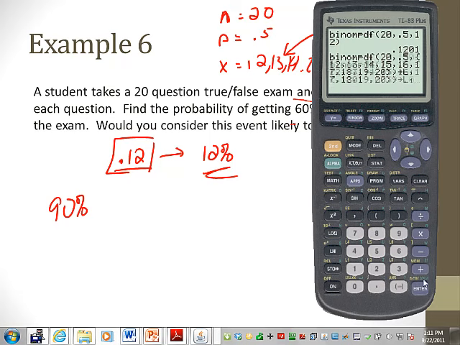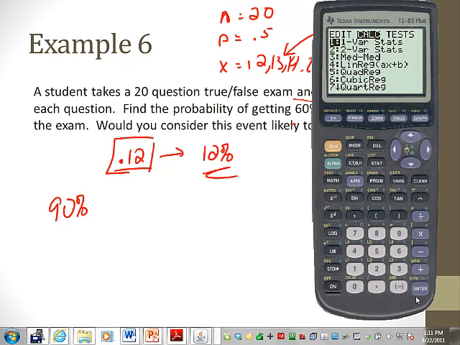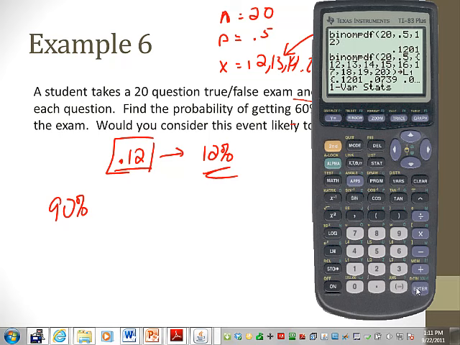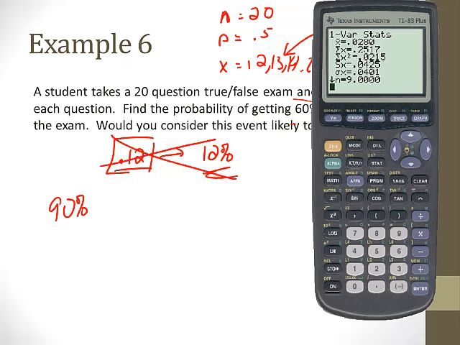Okay, so let's go back and look at that list, make sure they're in there. Looks like they are in L1. So now stat, scroll to calc, one variable statistic, and just pre-emphasize L1. So the sum here is going to be 0.2517, or about 25%. So would you consider this event likely?